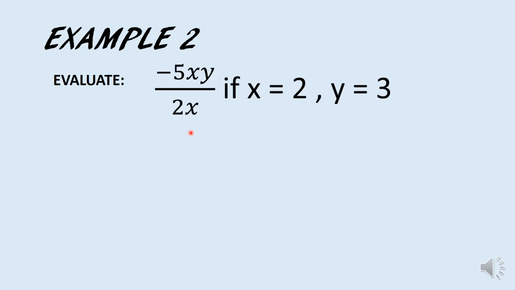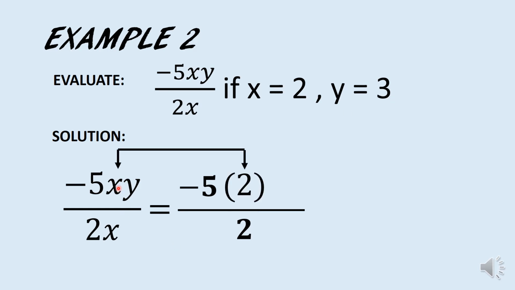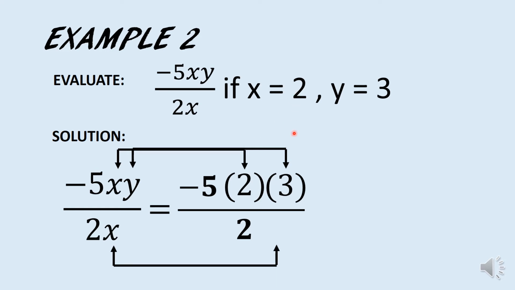Here's our example number 2. So we're going to evaluate negative 5xy over 2x if x is equal to 2 and y equals 3. So here is our solution. So first is just to copy negative 5 over 2 and then we're going to plug in x and y from the given values, which is 2 and 3. So if we're going to plug in now, x here becomes 2, then y also becomes 3. Then for our denominator, since x is equal to 2, we have now changed that into 2.